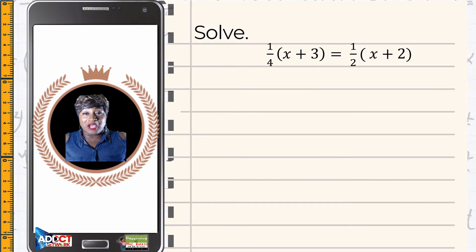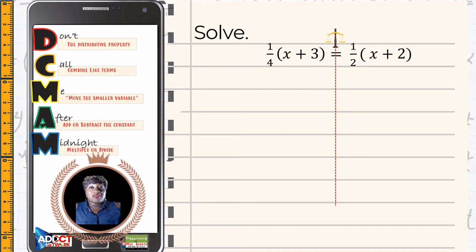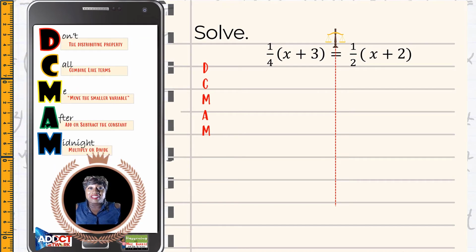Here's our next example. Solve 1/4 times the sum of x plus 3 equals 1/2 times the sum of x plus 2. We'll begin the problem by drawing the line down the equal sign to balance the equation. Then we'll use our acronym, DCMAM, Don't Call Me After Midnight, to guide us in our problem solving.